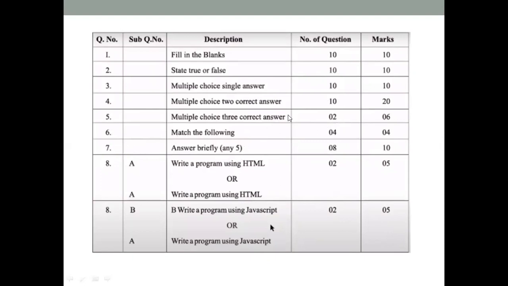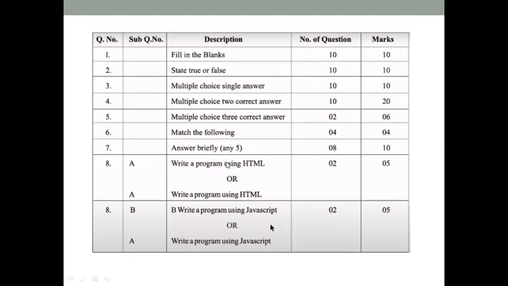This year they have made slight changes. In the answer briefly section, in the previous year they were asking 3 questions for 10 marks. Now they have made a slight change: they will be asking 8 questions, out of which you have to attend any 5, for 10 marks. Next, question number 8 will be on A part and B part.